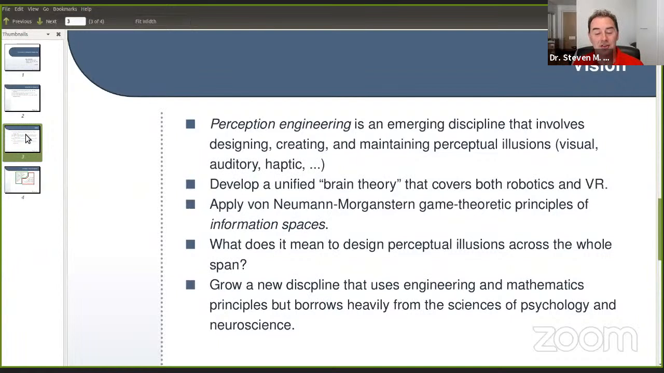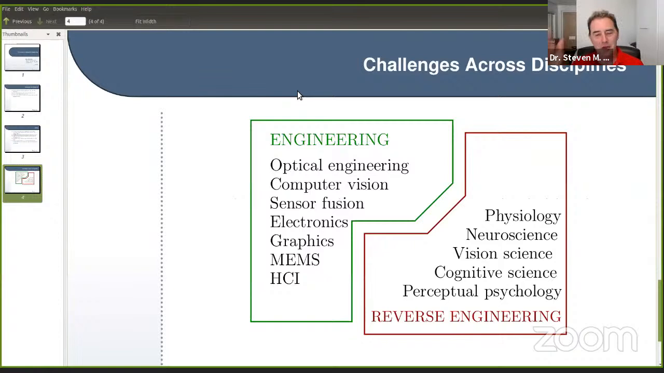So we want to know, what does it mean to design a perceptual illusion across the whole span from engineered systems, like say a purely robotic or autonomous system, all the way over to organisms, including of course humans. In order to do that, this involves growing a new discipline that uses engineering and mathematical principles, but also needs to borrow heavily from the sciences of psychology and neuroscience. So this is a kind of view that I imagine looking across the disciplines.